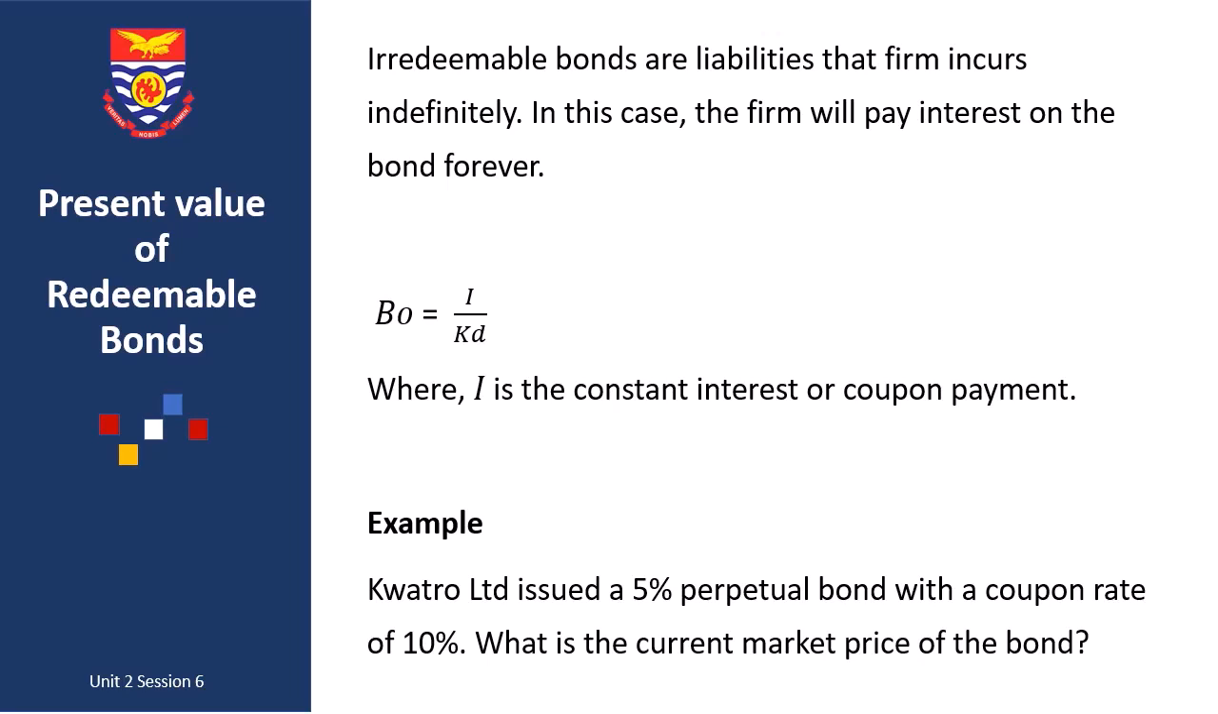price of the bond equals the interest over the cost of the debt. So trying with this example, Quattro Limited issued a 5% perpetual bond with the coupon rate of 10%. What is the current market price of the bond? So you have your interest rate to be 5% and the cost of the capital or the cost of the debt is 10%. So you can easily find your price of the bond.